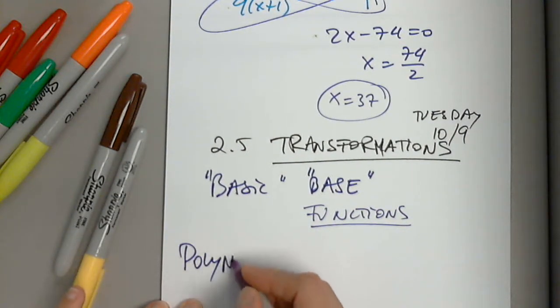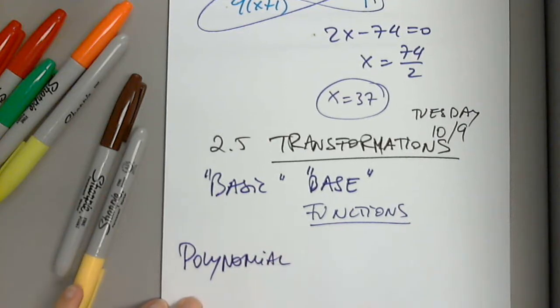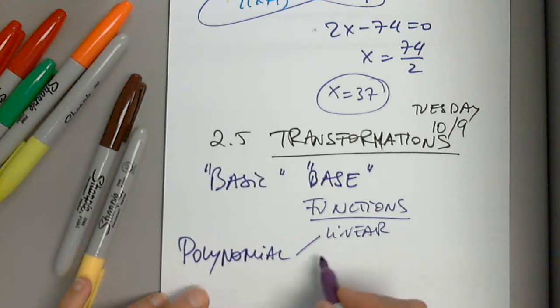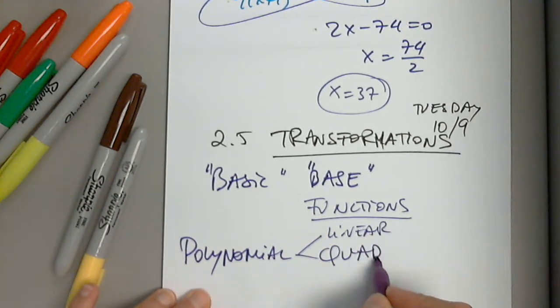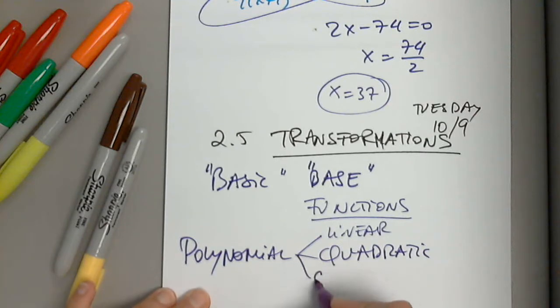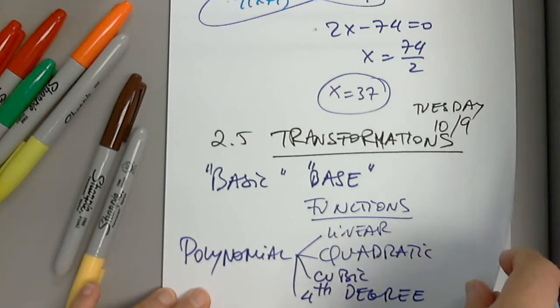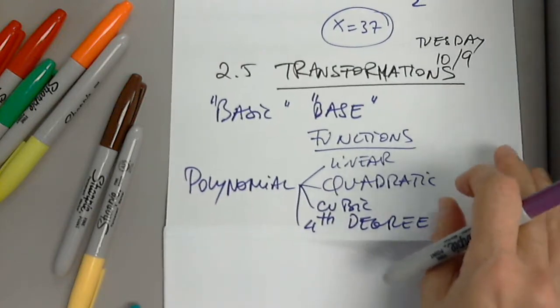Polynomial. We're going to look at 4 different ones. Linear, quadratic, cubic, and 4th degree. The next type of function will be absolute value.